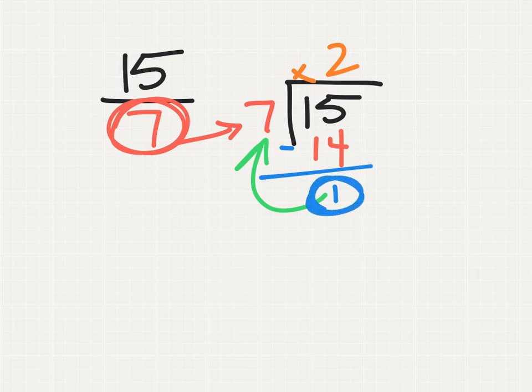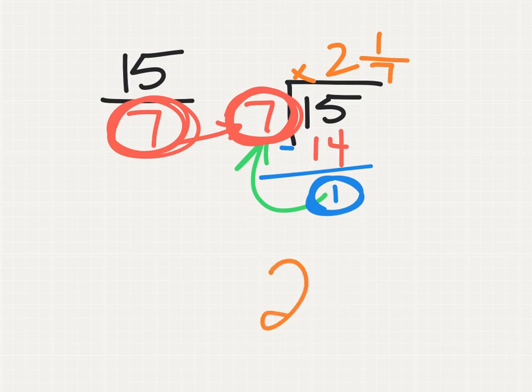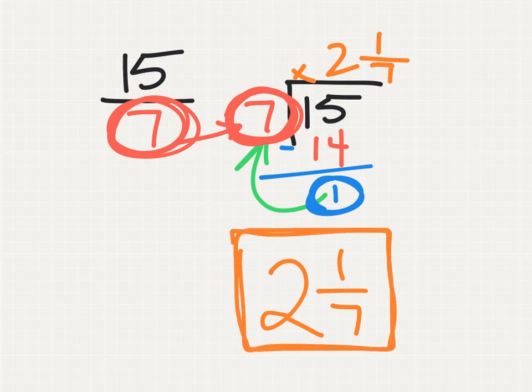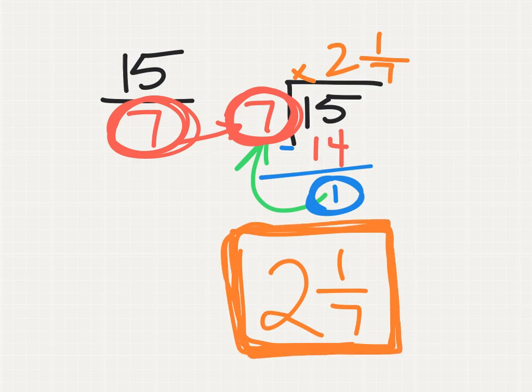I have no numbers to bring down. My remainder becomes the numerator in my fraction, and my original denominator, which is now my divisor, remains the denominator in that fraction. So my mixed number equivalent to 15/7 is 2 1/7. 15 parts, where 7 parts make up a whole thing, is equivalent to 2 entire things and 1 part left over. 2 wholes and 1 of 7 parts, or 2 1/7.